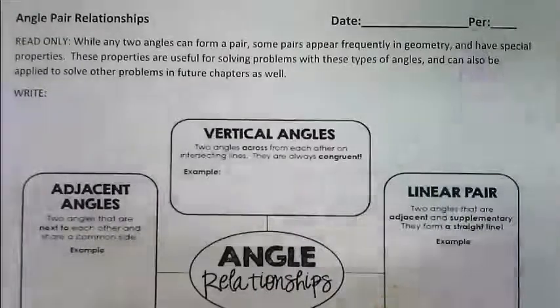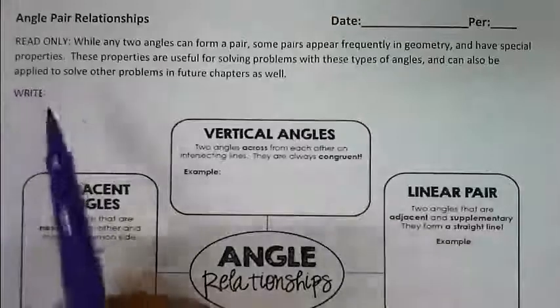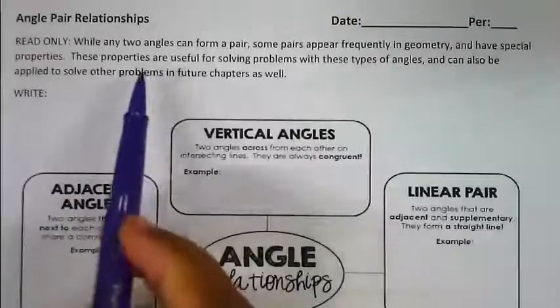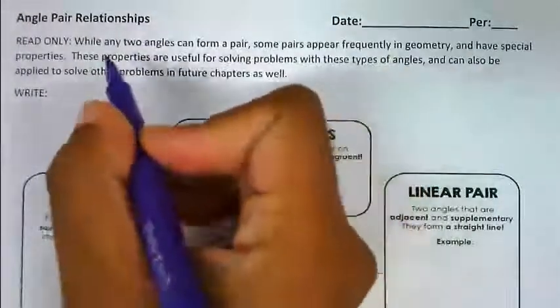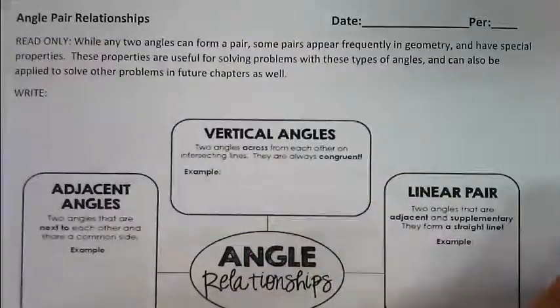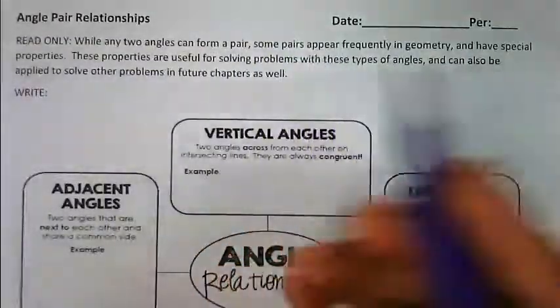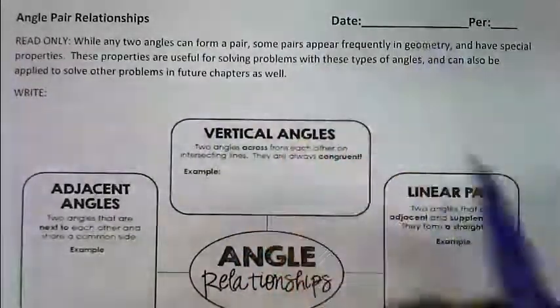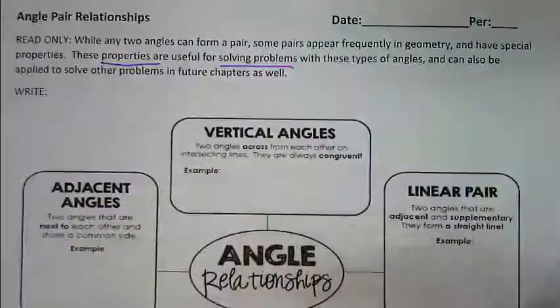Well, we have moved on, and we're talking about angle pair relationships. You should have already read this portion, okay? If you have not, pause it and make sure you go back and read it. Let's discuss. Now, it says, while any two angles can form a pair, we have special properties for some. And we use these properties to solve problems.